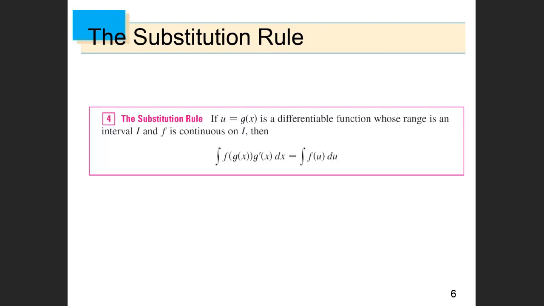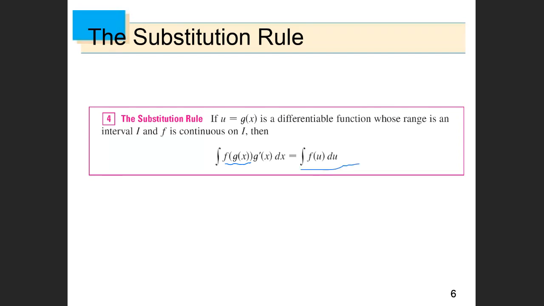All right, this is the definition for the substitution rule. They say if u equals g of x, it's a differentiable function. Why is it differentiable? It should be something you can actually differentiate, all right? Whose range is an interval I, and f is continuous on that interval I. Then the integral of f of g of x, remember this is just some form of composition, times g prime of x dx is just the integral of f of u du.